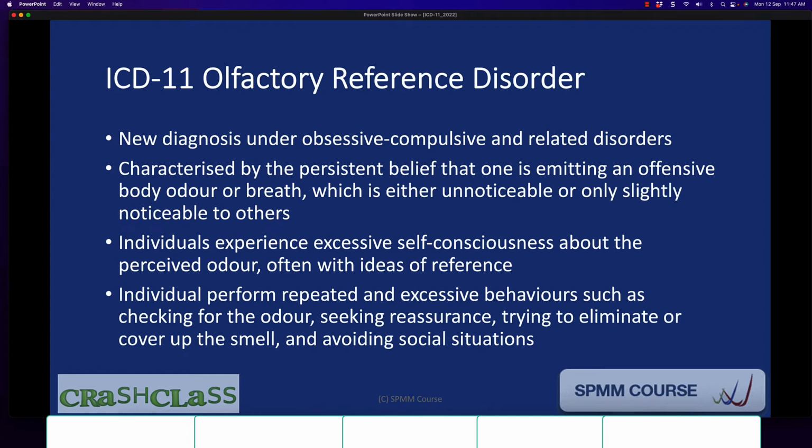Olfactory reference disorder is a new diagnosis under obsessive compulsive and related disorders. It is characterized by the persistent belief one is emitting an offensive body odor or breath which is either unnoticeable or only slightly noticeable to others. Individuals experience excessive self-consciousness about the perceived odor, often with ideas of reference. The individual performs repeated and excessive behaviors such as checking for the odor, seeking reassurance, trying to eliminate or cover up the smell, and avoiding social situations. All these are features of olfactory reference disorder.